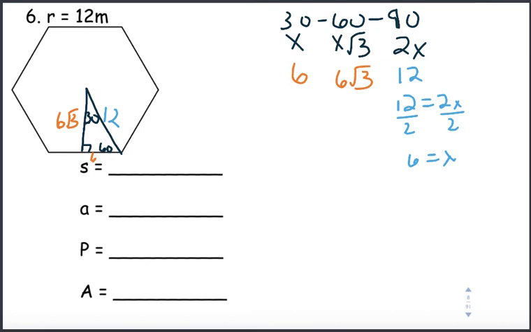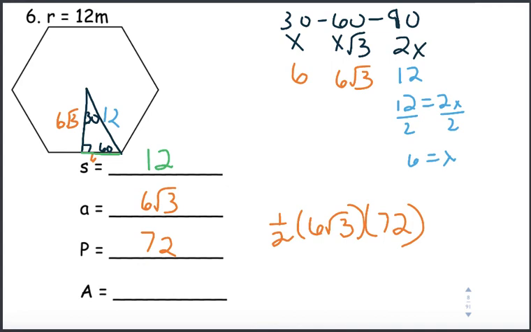Since 6 is here, and we know that's half of the side, the whole side will be 12. The apothem is 6 root 3. The perimeter is the side times 6 because there are 6 of them, so the perimeter is 72. And the area is 1/2 the apothem times the perimeter. So I can do half of 6 and get 3, and then multiply by 72, 216 root 3. I could have also done 6 times 72 divided by 2. Either way, you end up with 216 root 3 for the area.